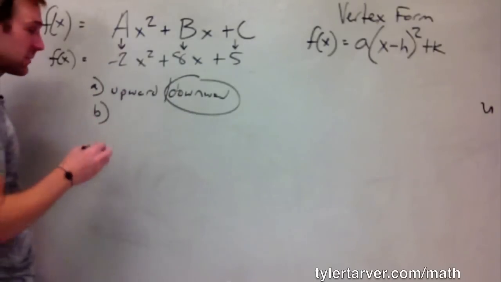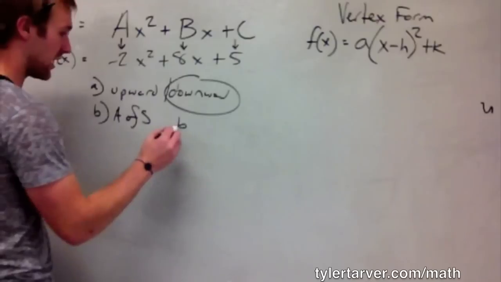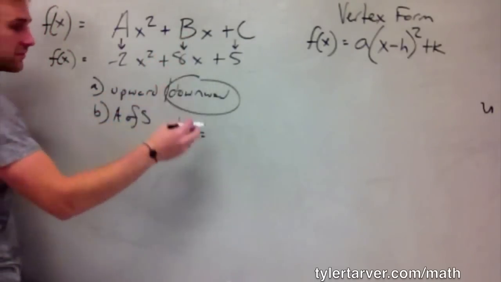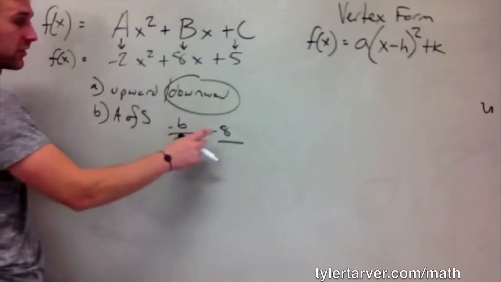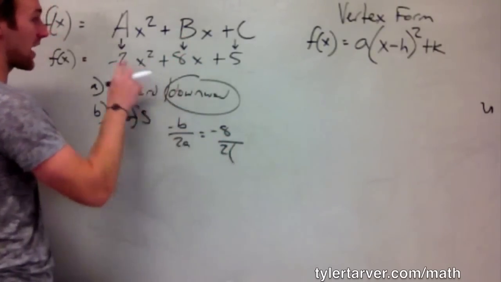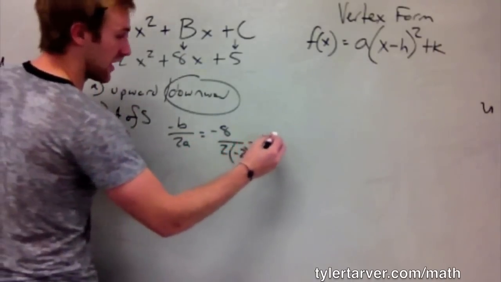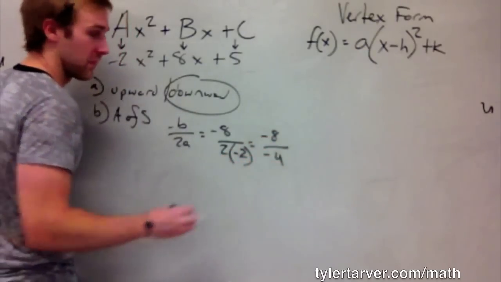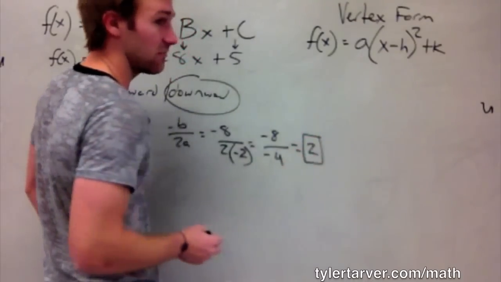Second thing, axis of symmetry. That's negative b over 2a. So, b is 8, negative 8. I put it in negative because the formula starts with a negative, and it was a positive 8. Over 2 times our a, which is negative 2, correct? 2 times negative 2 is negative 4. Negative 8 over negative 4 reduces to 2. All in favor say, okay.